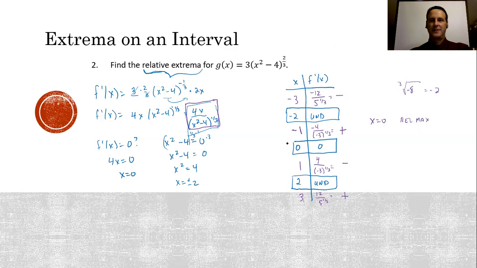Okay, so I'm identifying this one here. Okay, at x equals 0, because we move from positive to negative values for f prime of x at x equals 0.